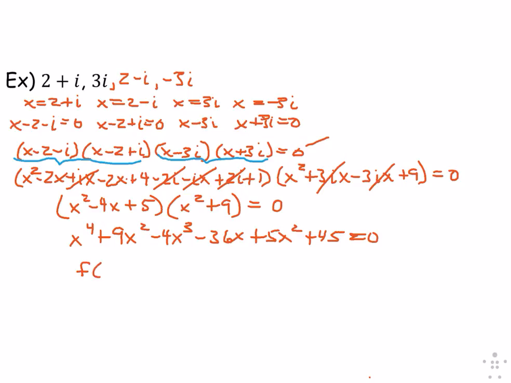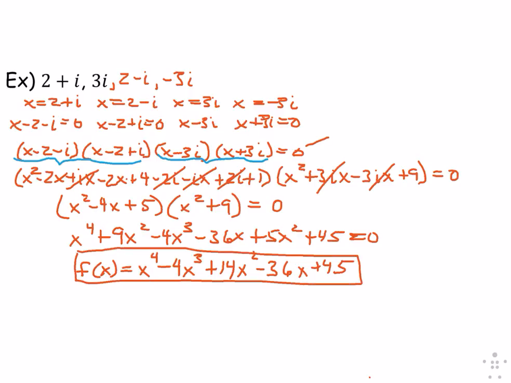So this is the polynomial function f of x is equal to x to the fourth minus 4x cubed, and then I have a 5x squared and a 9x squared for 14x squared. And that is a polynomial of degree 4, which had those 4 complex roots.